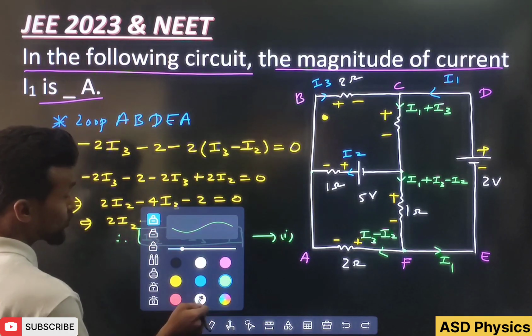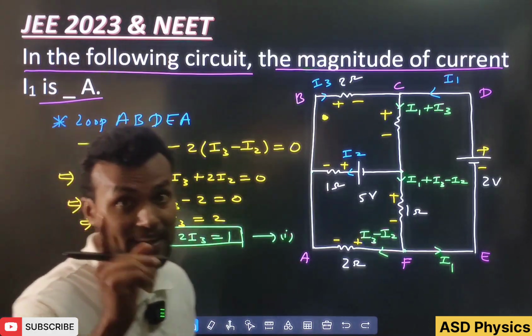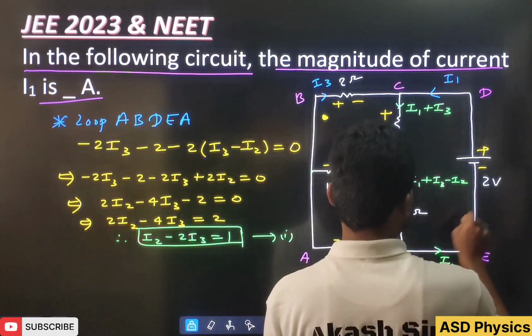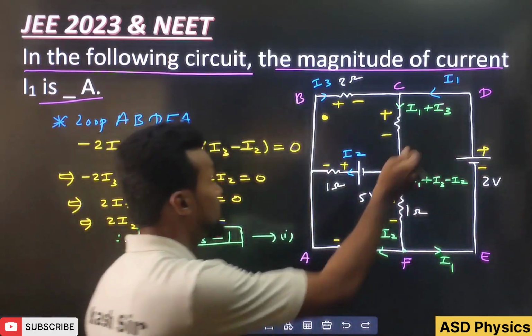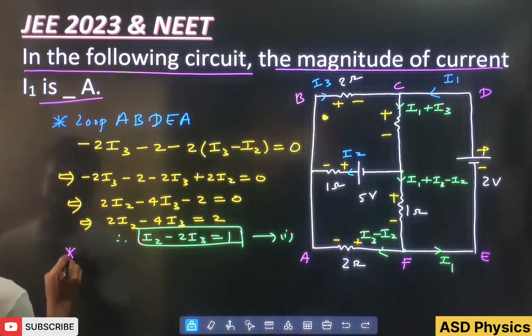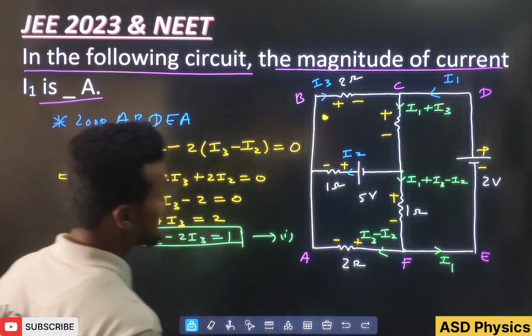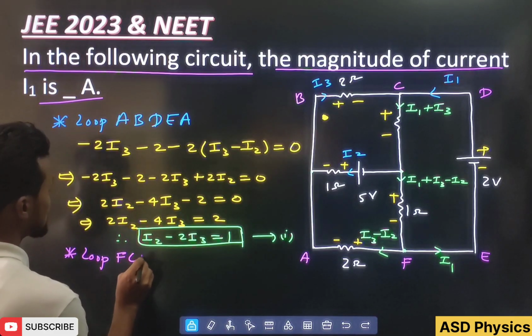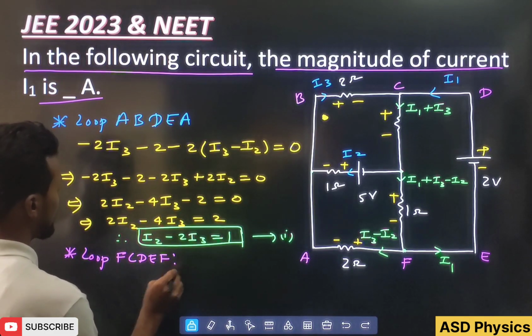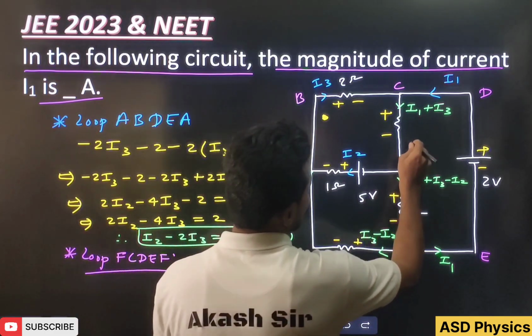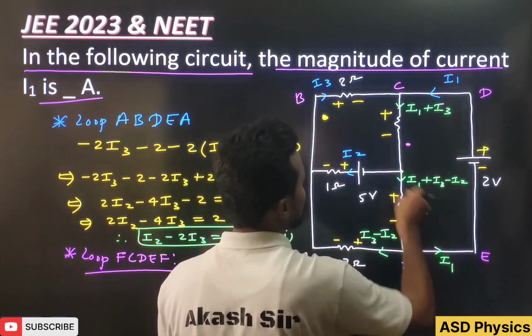Okay. But what do we have to calculate here? We have to calculate I1. So now what will I do? I will move in this loop. Can you guess, students, which loop I am talking about? This loop here. So F, C, D, E, F. Okay, so let's take that I am moving in this direction.